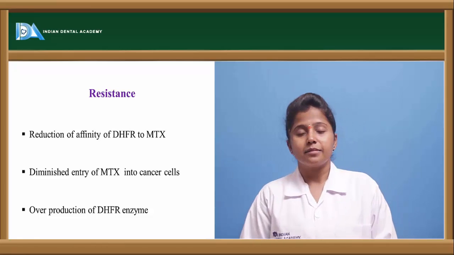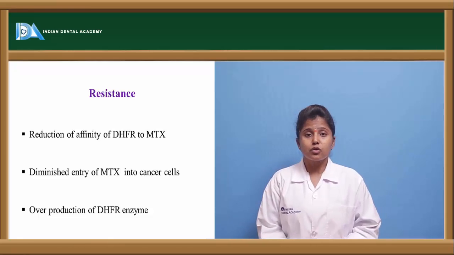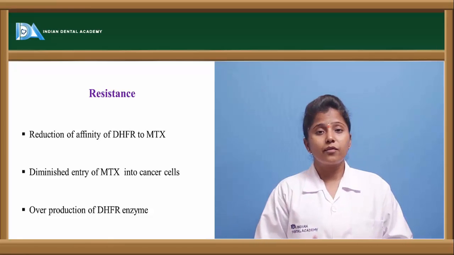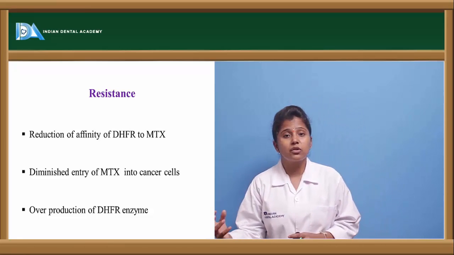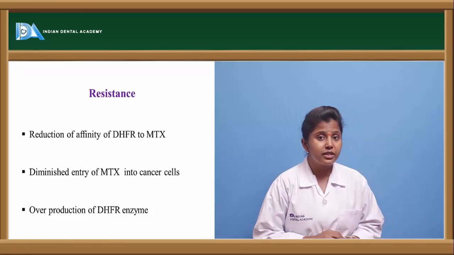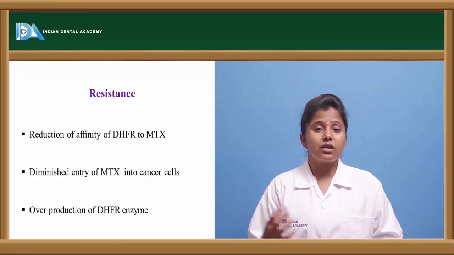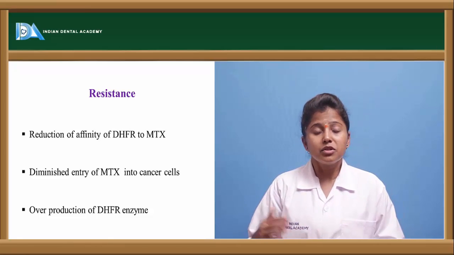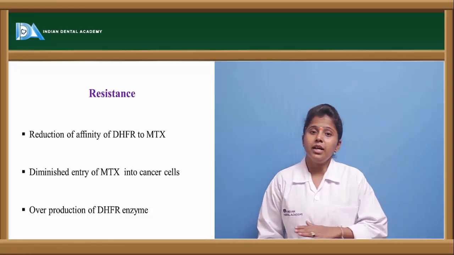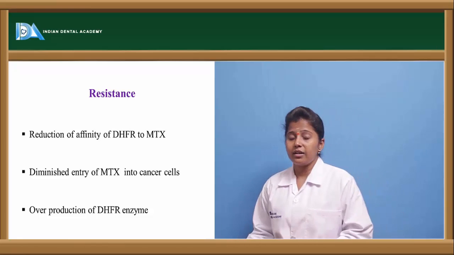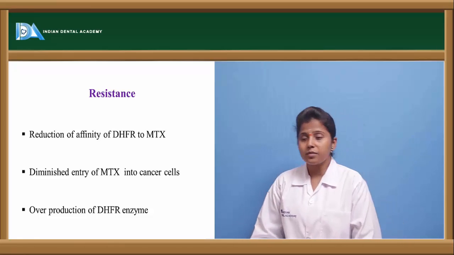So resistance. If methotrexate is given alone, it shows resistance. What does it do? If methotrexate is given for a longer period of time, then the body shows resistance, and thereby the affinity of this methotrexate towards the enzyme called dihydrofolate reductase will be reduced, or we can even say it is nullified. If the affinity is not there, then the functioning of dihydrofolate reductase will not be inhibited. Thereby the DNA synthesis can take place even in the presence of this methotrexate.